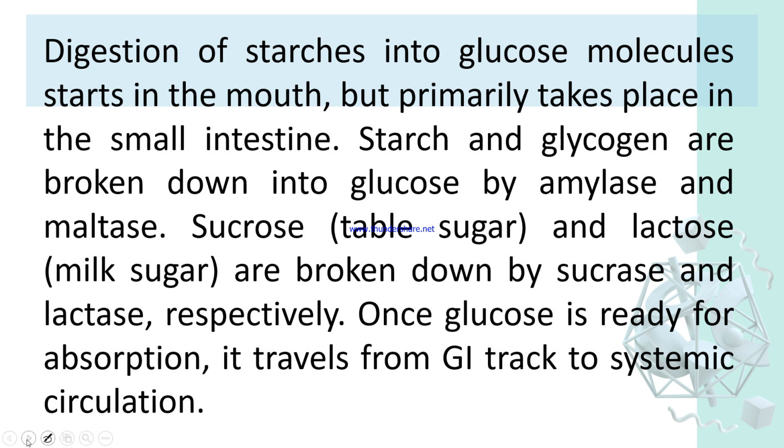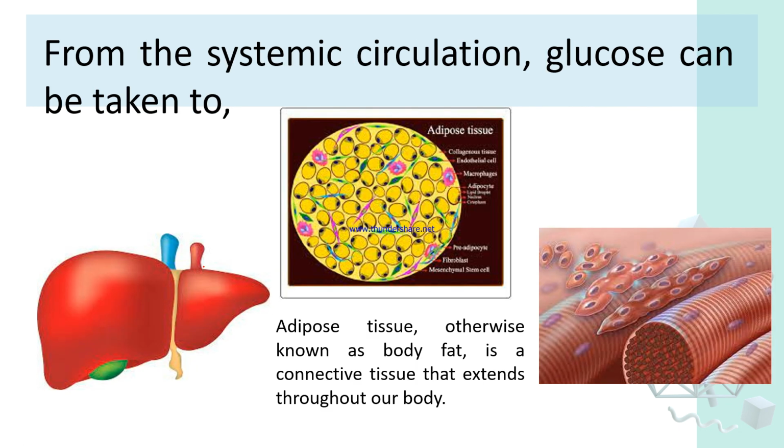From the systemic circulation, the glucose can be taken up by the liver, or it will go to the adipose tissue, which is nothing but our body fat. It may go to muscles or any other body cells, where this glucose will be broken down and release energy to do all the metabolic action and the cell mechanism. This needs energy, and that energy will come from the glucose.